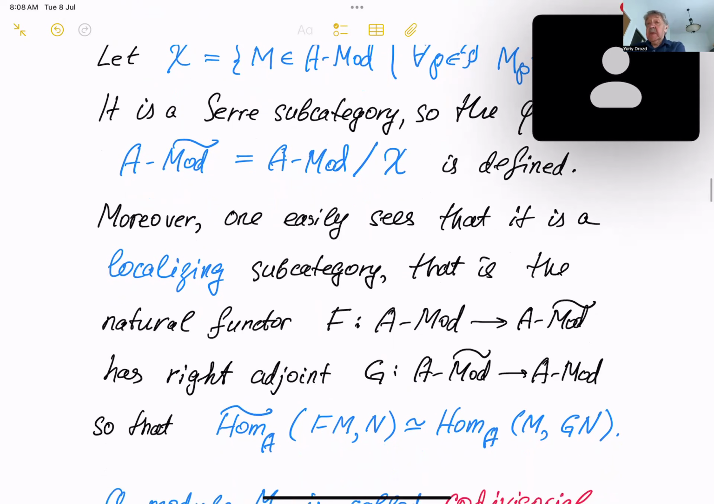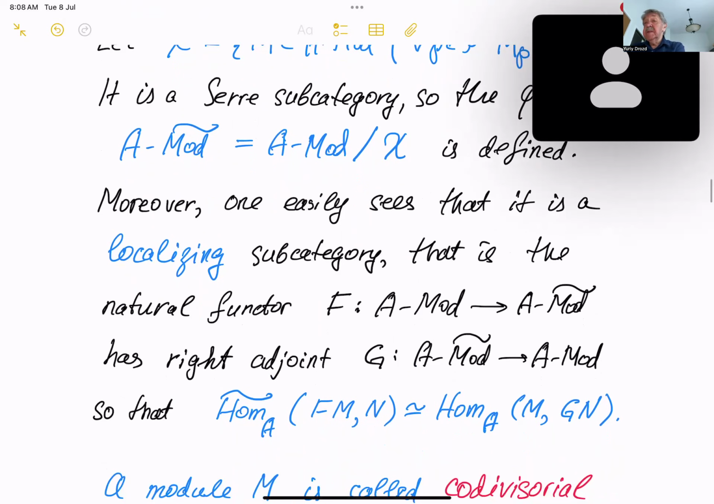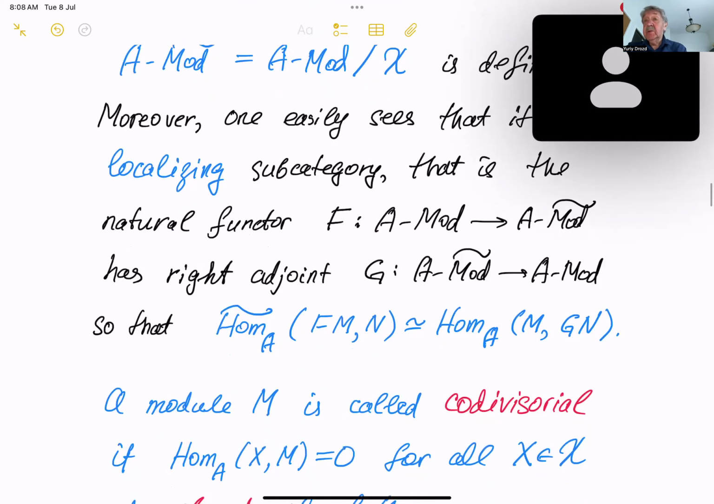I recall that localization means that the natural projection of A-modules to A-mod tilde has a right adjoint. That means that Hom tilde of F M to N equals Hom from M to G N. I denote by Hom tilde the homomorphisms in the tilde category.